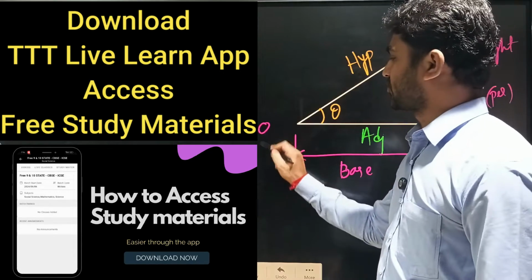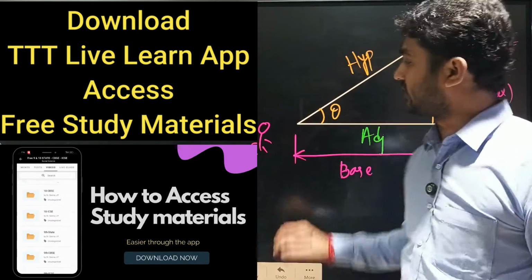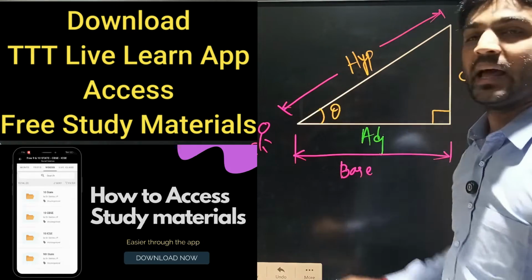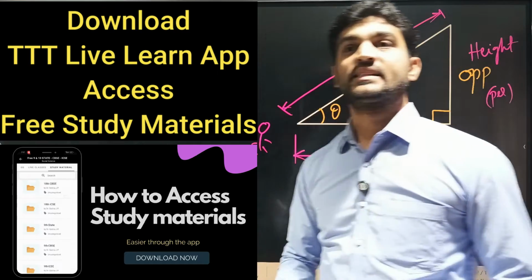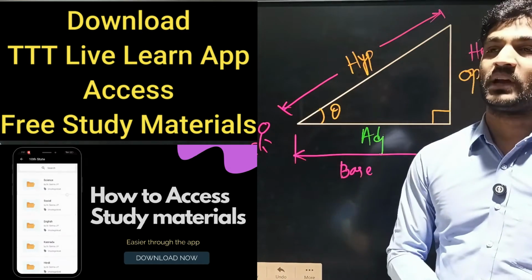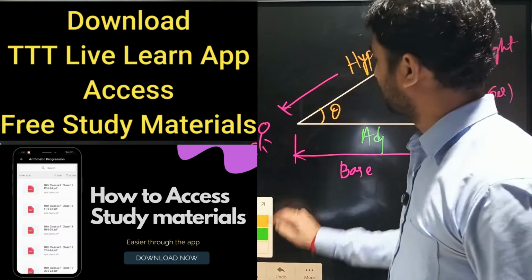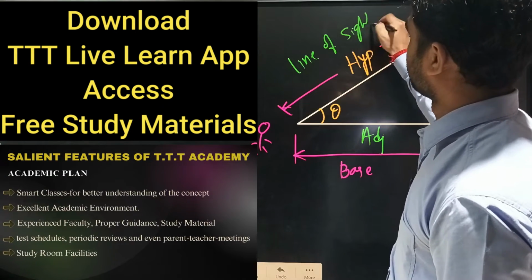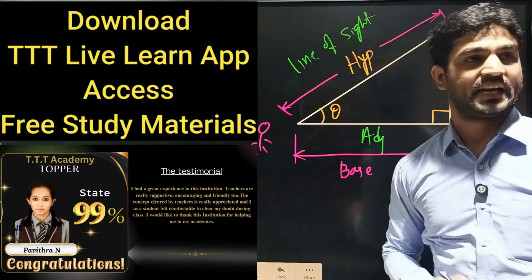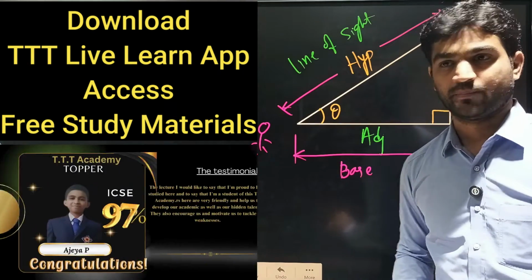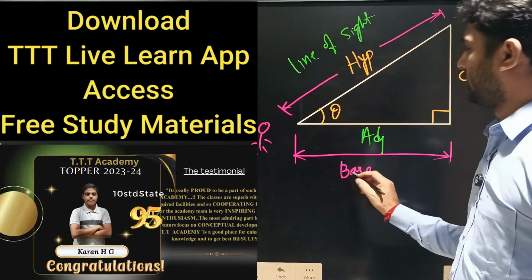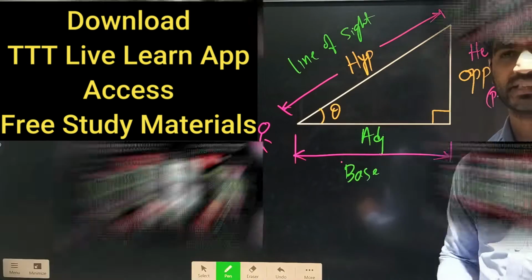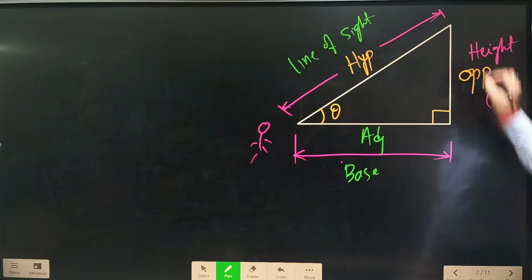Suppose you are standing here and looking from here, then what can we call this hypotenuse side? It is also called the line of sight. So in this case, this is the slant side. The slant is the hypotenuse, or line of sight. And in this right angle triangle, the adjacent side can also be represented as the base of the triangle, and this will be the height.